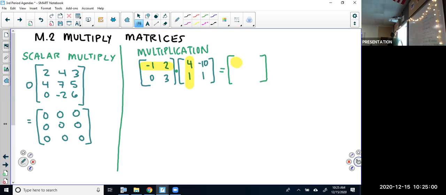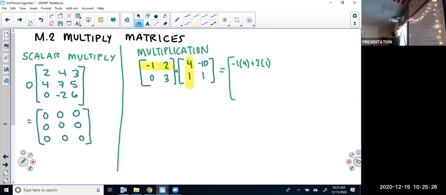So I have to do negative 1 times 4. I'm going to write out the whole thing in here. That first one is going to be negative 1 times 4 plus 2 times 1. So I have to do negative 1 times 4 plus 2 times 1. That's the first entry in our product matrix.